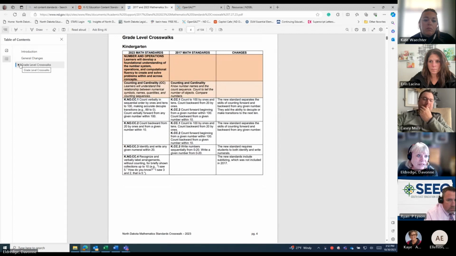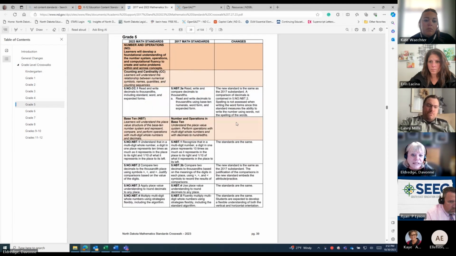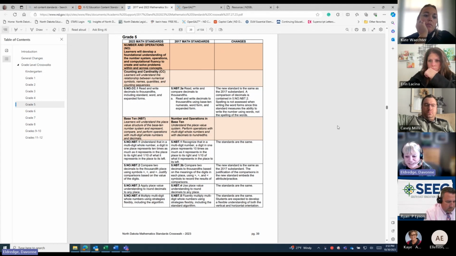Okay. It tells you what the new standard is, what the old standard was, and what the difference is. So if you have some favorite lessons that you did that were aligned to the old standards, it tells you how they fit within the new standards. So that one might be valuable for you.